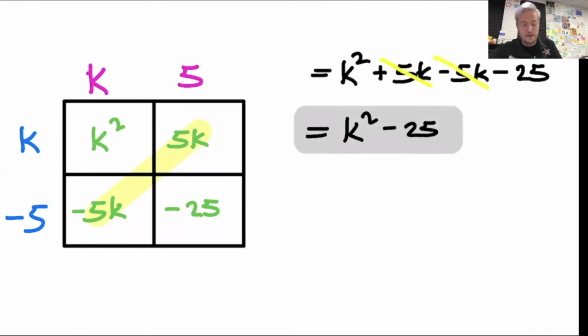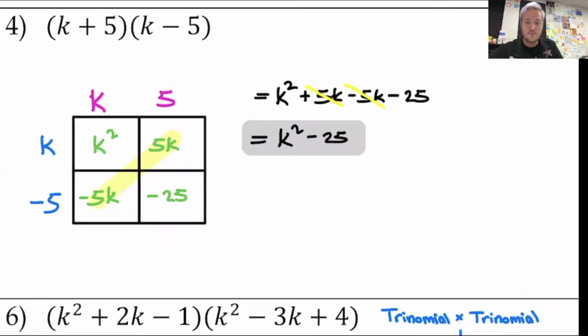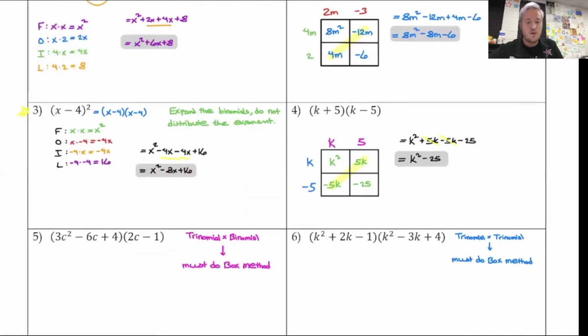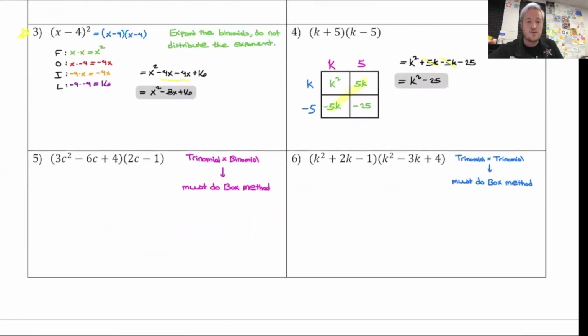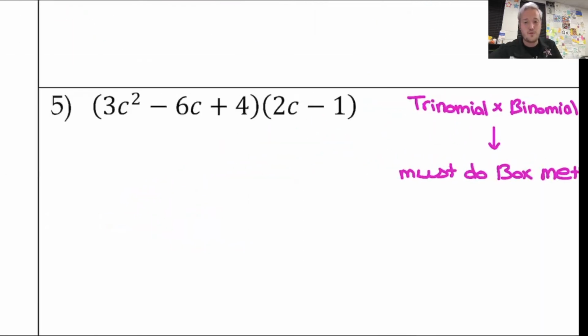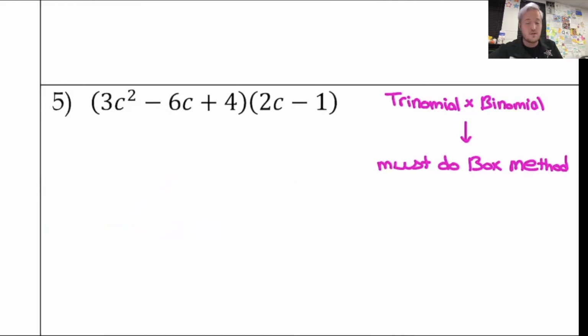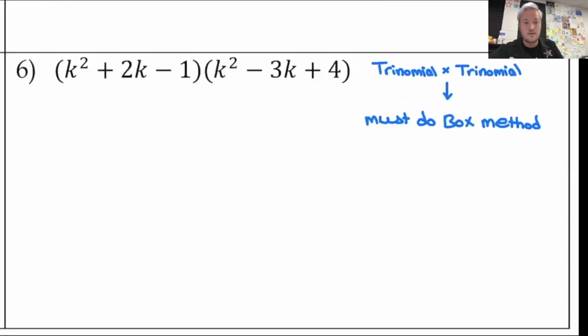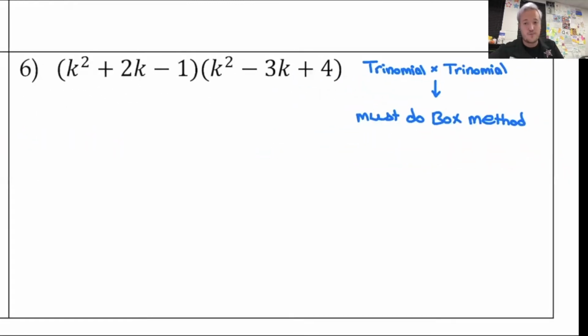So your 5k and negative 5k here are going to zero out. All right. So down here, 5 and 6, these are the more tricky ones, but it's more specifically because they're more than binomials. So we have a trinomial times a binomial, which means you have to do box method. Because remember, FOIL will only work for a binomial times a binomial. And similarly over here, you have to do a trinomial times a trinomial. Okay. So you have to do box method.